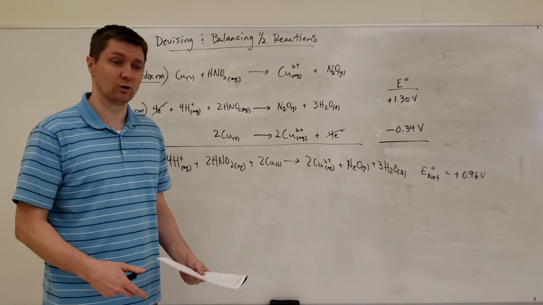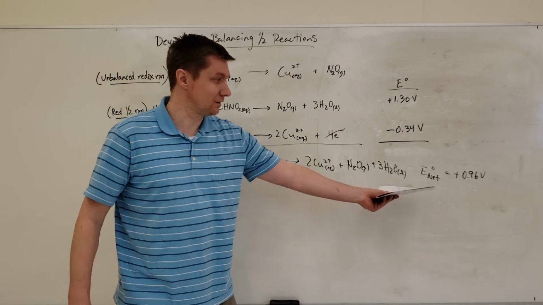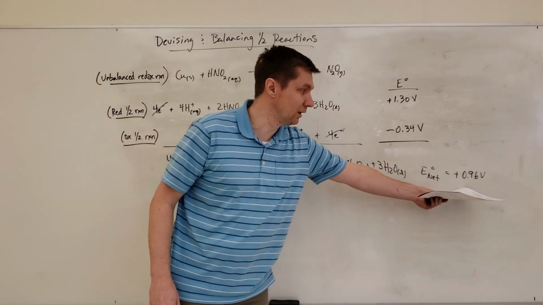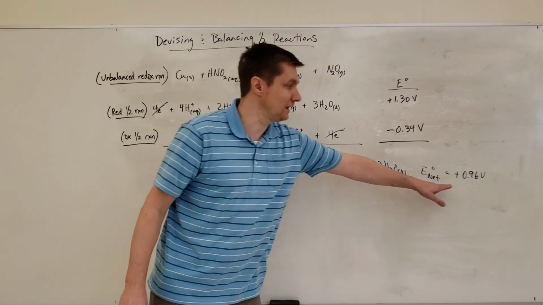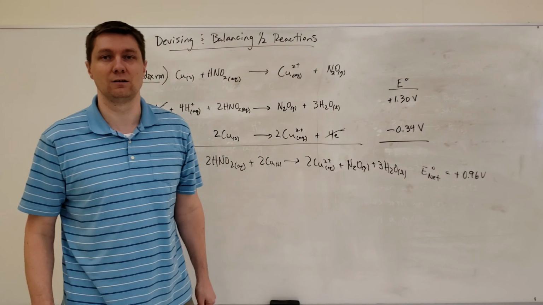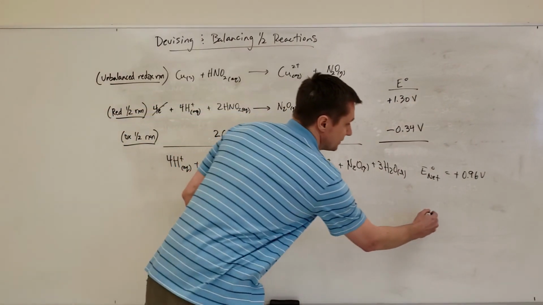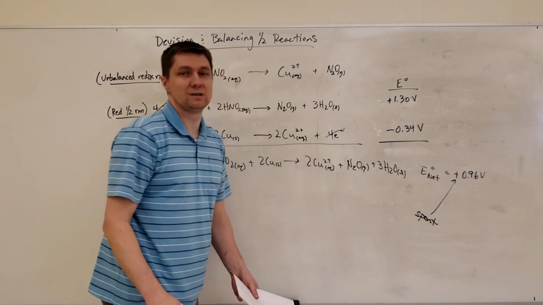One last thing that we learn from these electrical potentials is that if the net electrical potential for a particular redox reaction is positive, then that tells me that that's a spontaneous reaction. If it's a negative number, then that tells me that it's a non-spontaneous reaction. So for this reaction here, because it's positive, this is a spontaneous reaction.